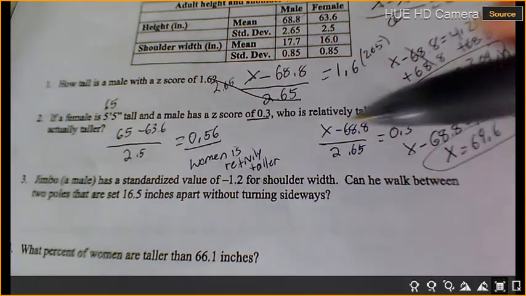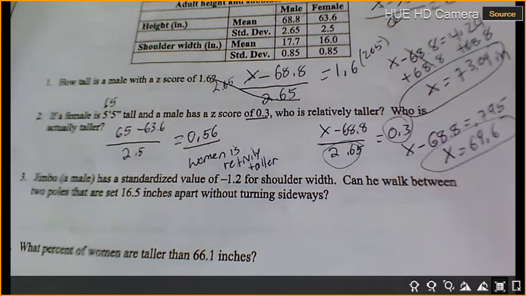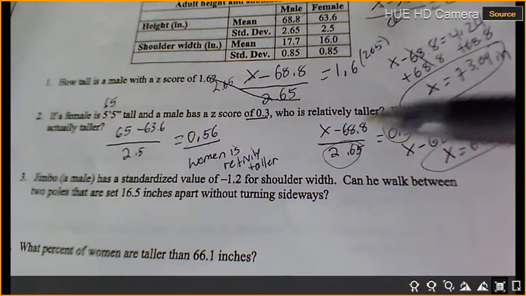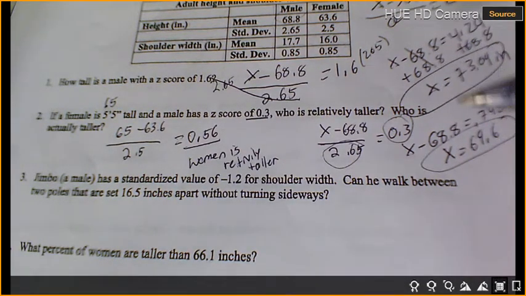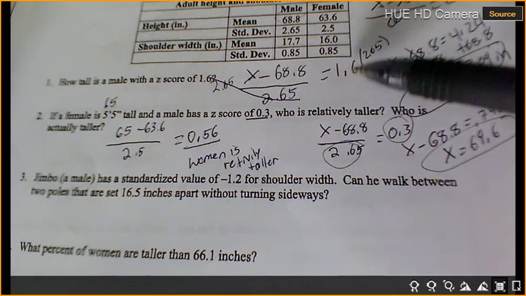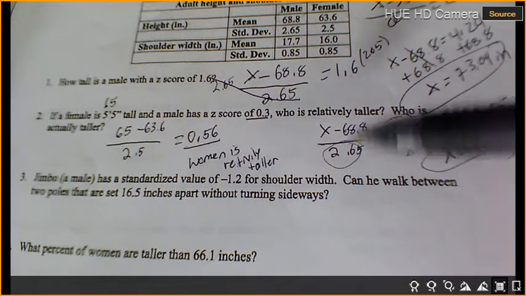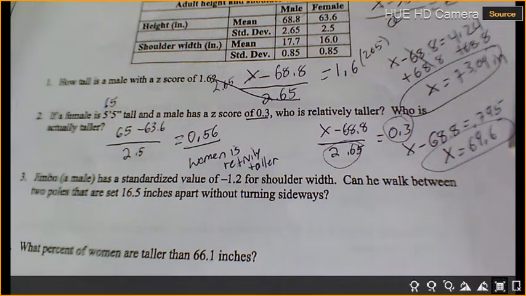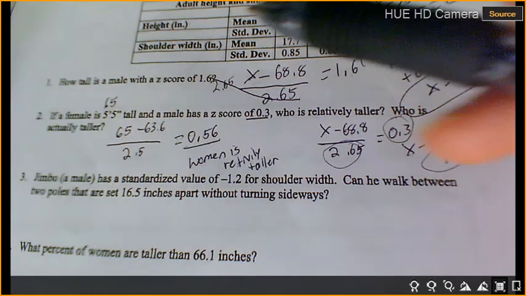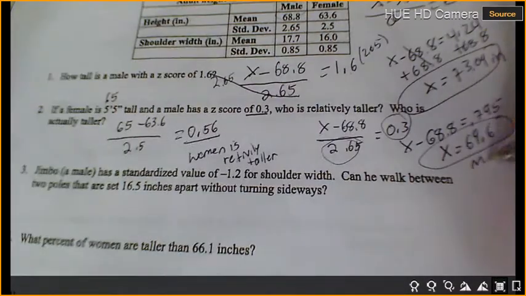So I multiplied this times this. You did what times what? 2.65 times 0.3 gave me 0.795. You don't have to times both sides by each other like you did the other one? Up there, you did 2.65 times 1.6. Yeah. And then I added 68.8 to both sides, giving me 69.6. So who's actually taller, the man or the woman? Man. The man is taller.